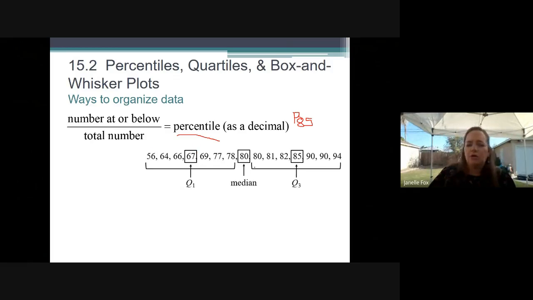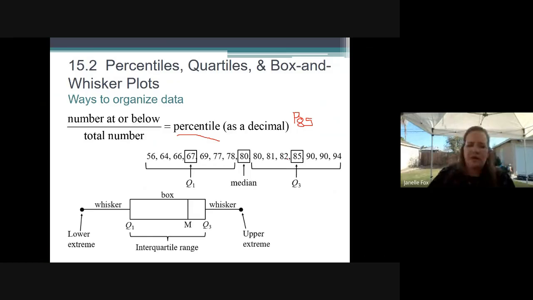So to figure out your quartiles and your medians, you list the numbers in order, and then you find the middle number, which is your median. Quartile 1 is the median of the lower set, and quartile 3 is the median of the upper set. And then those values come into play when we make a box and whisker plot, right? I do love a good box and whisker plot.